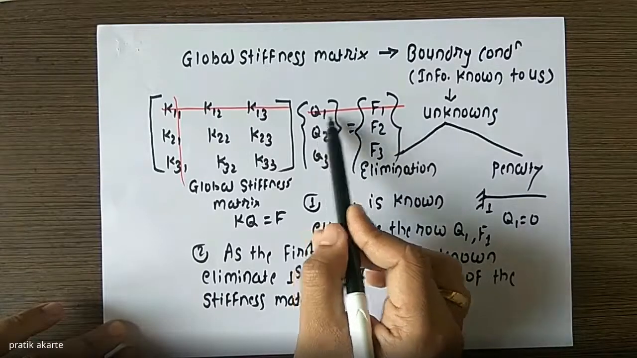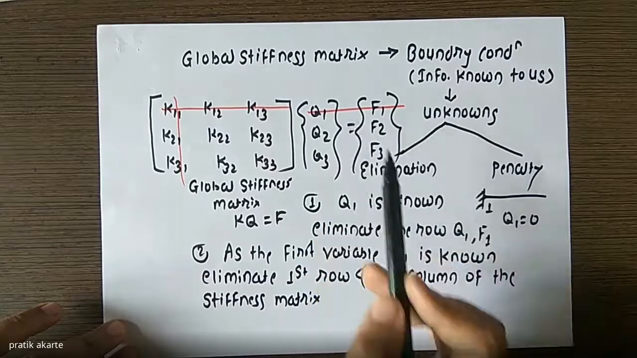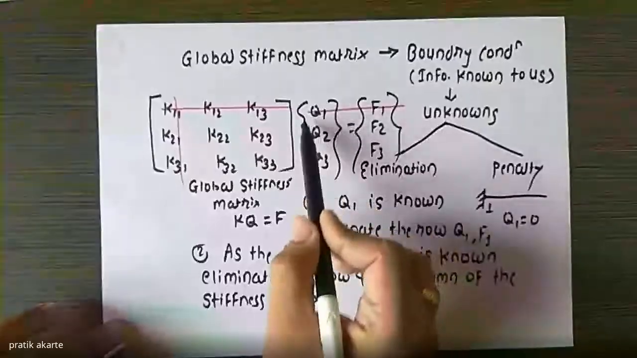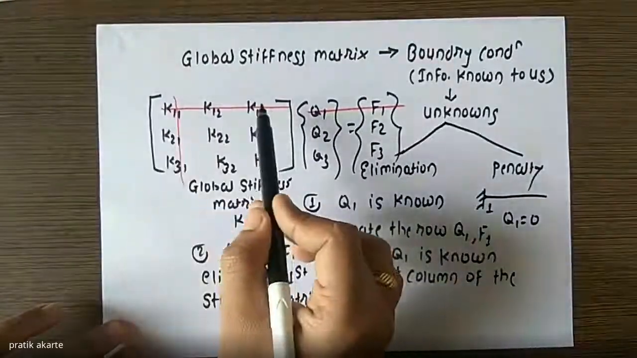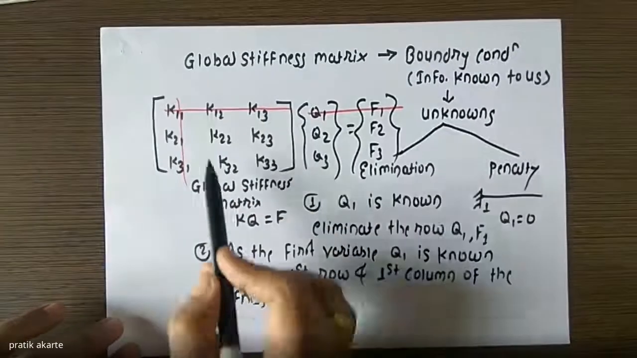the force related to that particular node. Since this displacement is known, and since the first variable Q1 is known to us, we are eliminating the first row and first column of the global stiffness matrix.